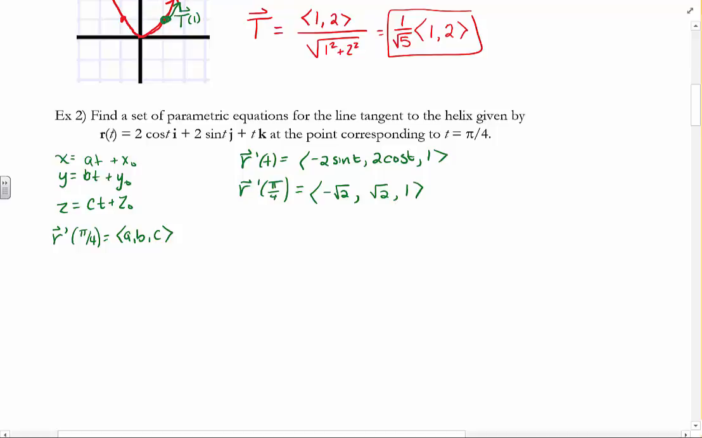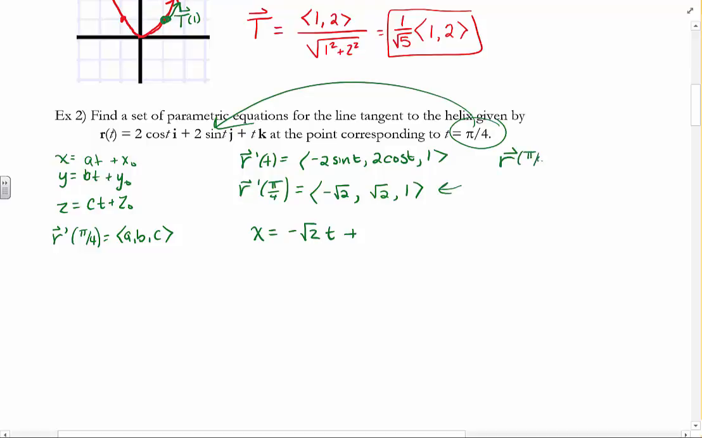And I want the tangent line. Now, I don't need a unit tangent vector this time because it didn't ask for a unit tangent vector. So this would be a tangent vector, and that's going to give me my coefficients. So x is going to be negative root 2 t plus x0. Well, x0 is what I get when I plug pi over 4 into here.